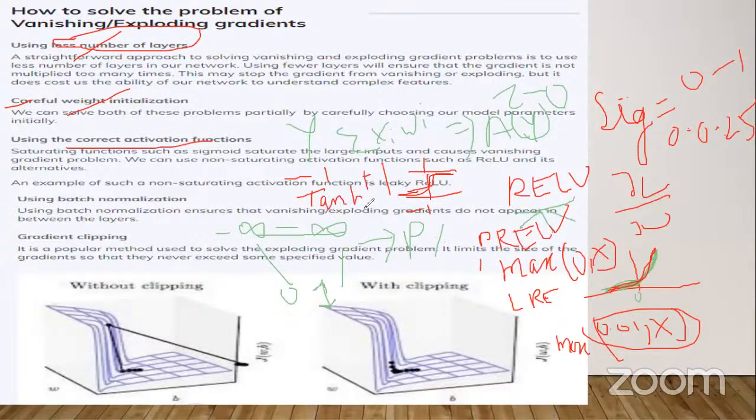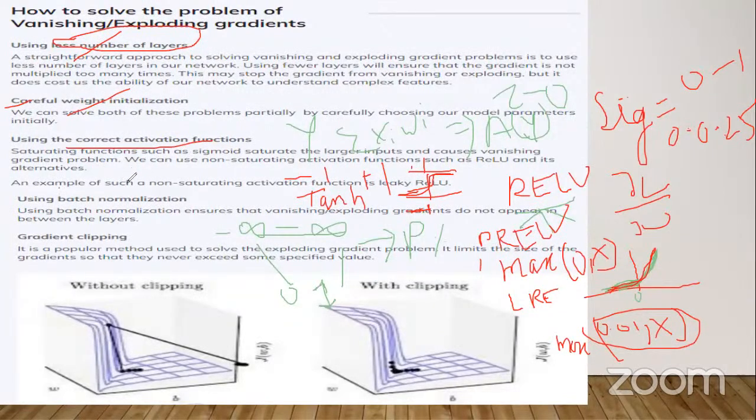tanh, the hyperbolic tangent function, guys, tanh. This is also one more function. The graph looks like it lies between -1 and 1. So this is also an option. So that's what they're saying: use a different kind of activation function.